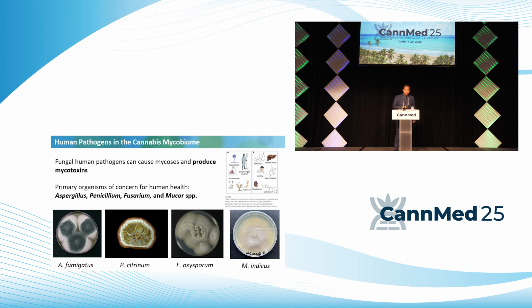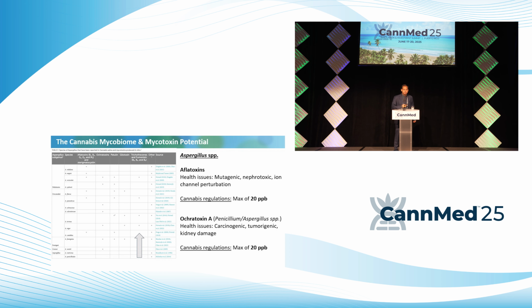If we zoom in on some of these, these are the mycotoxins that can be produced by Aspergillus. There are numerous health issues associated with these, which is why we test for them. Mutagenic, nephrotoxic, ion channel perturbation in the case of aflatoxins, and then ochratoxin A, where there's a bit of crossover, which I'll go into in a minute, but carcinogenic, tumorigenic, it can result in kidney damage. All things that you really don't want in your cannabis, and this can occur at low levels. That's why we have the limits that we do.